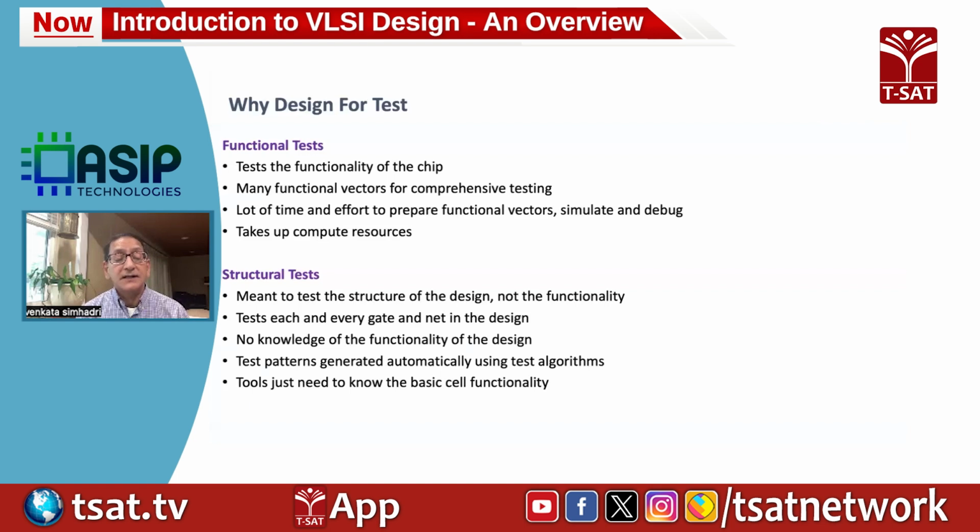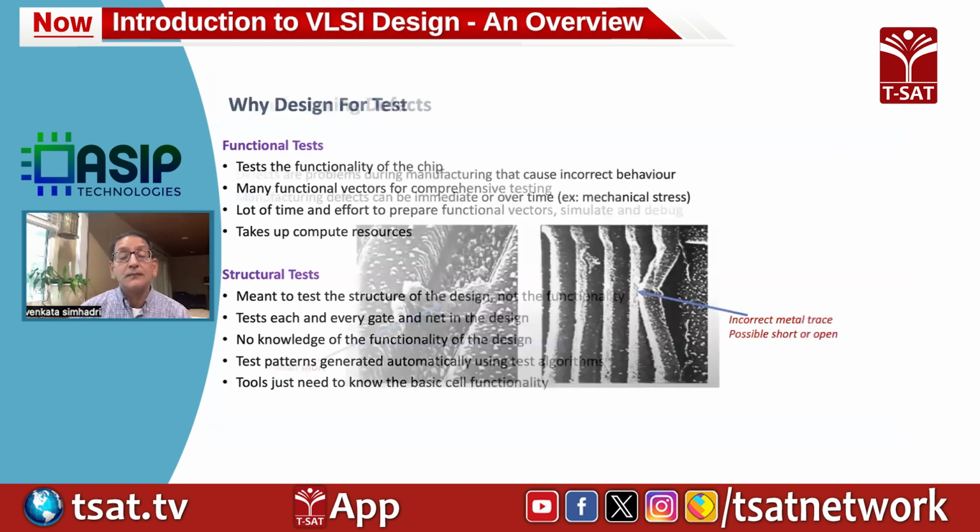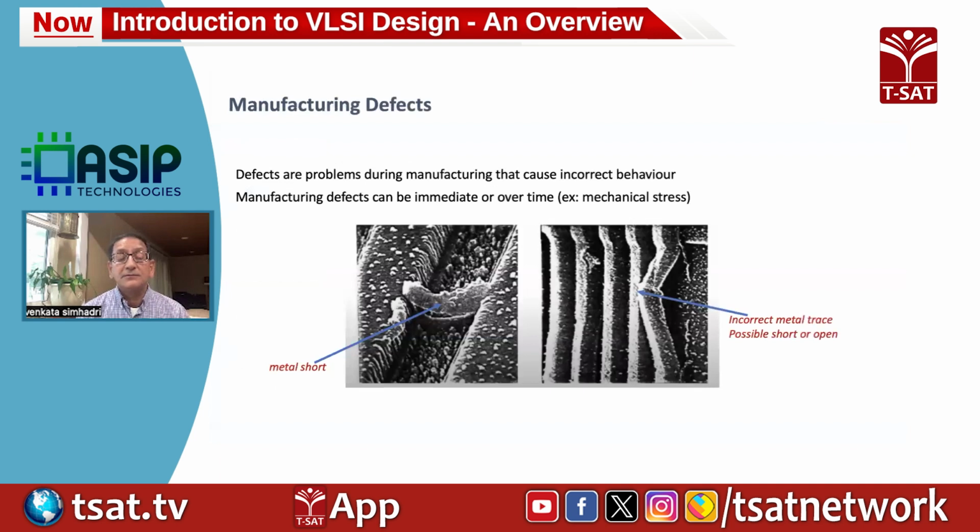Once you get the silicon, you have to test it thoroughly to make sure that every gate and interconnect in the design is intact and there are no manufacturing defects on it. To do that, you create certain test patterns, run these test patterns on the chip on a tester, and observe the outputs to see whether the chip is failing or passing the test.